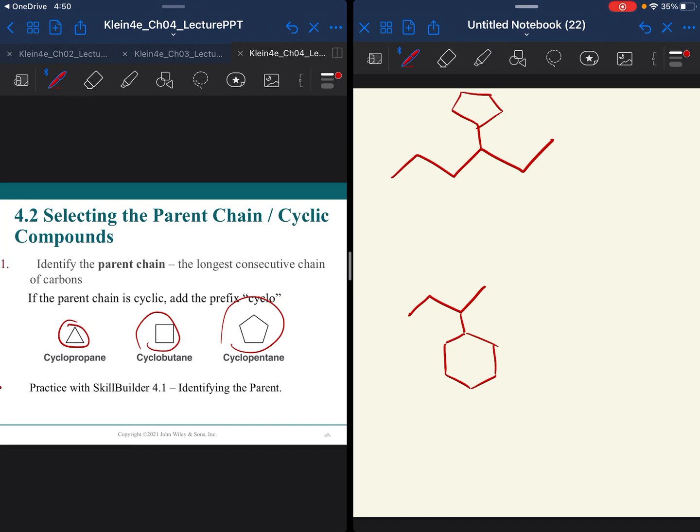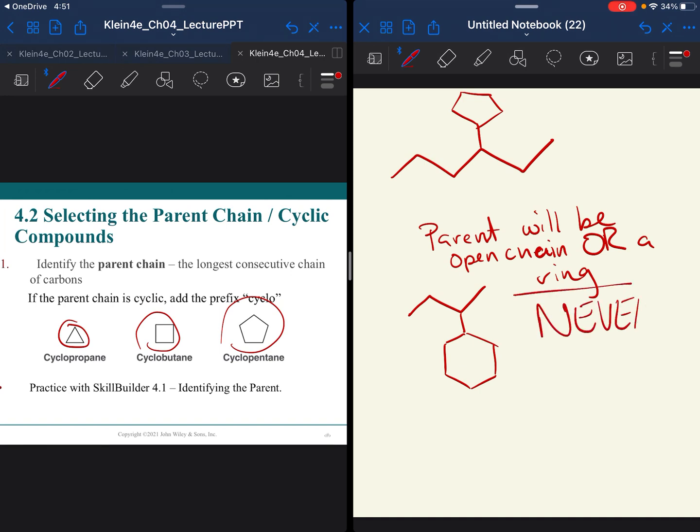Well, how are we going to name the parent? Something that you may have learned if you've done some organic nomenclature before is put your pen down, and from start to finish, you need to be able to go through the parent without picking your pen up. And when it's all open chains, that's not a bad way to do it, but it doesn't really help when you have a ring, because you can absolutely start on one end of the ring and then go into the long chain. Don't do that. The parent will be an open chain or a ring. Never both, right?